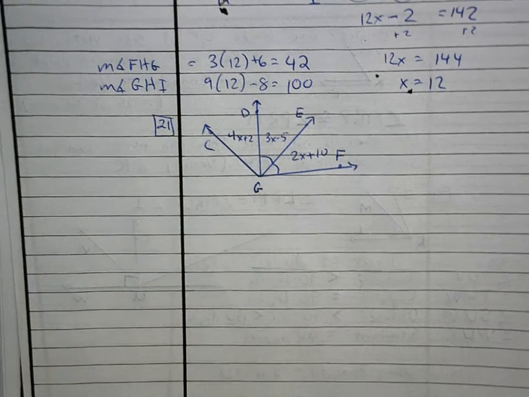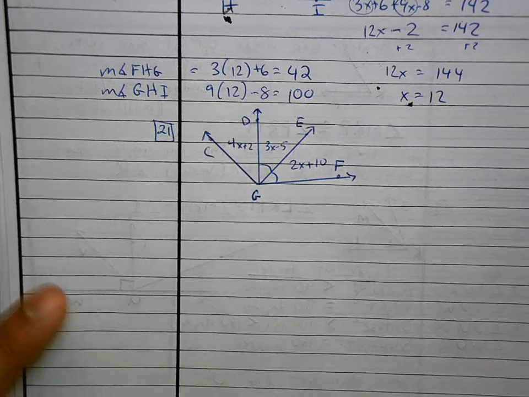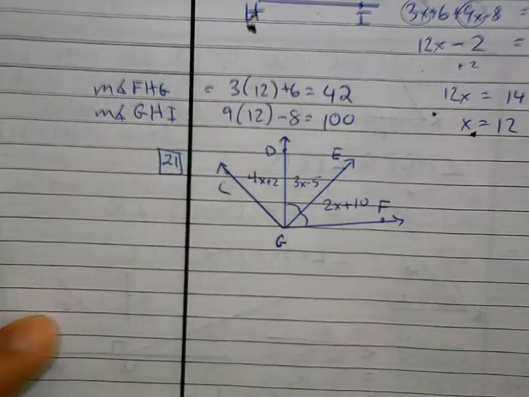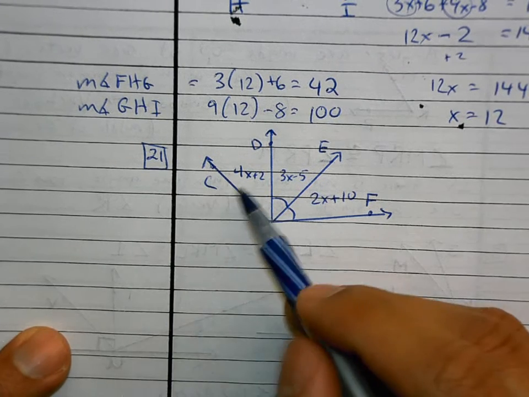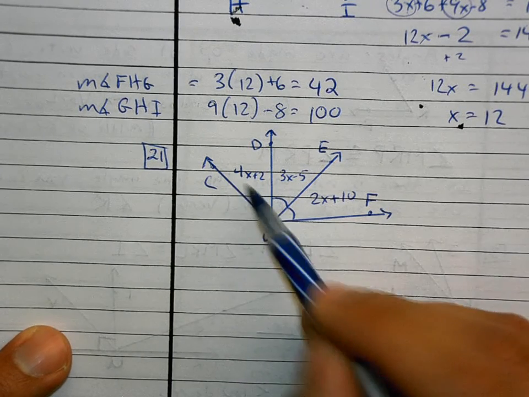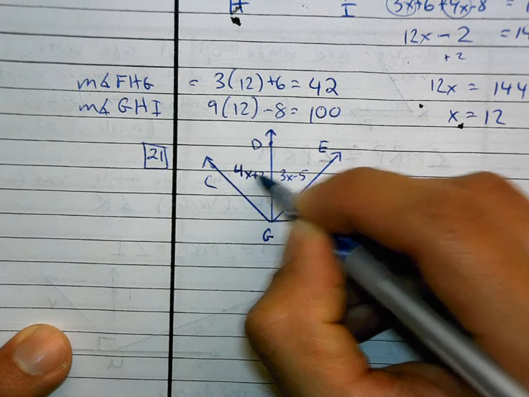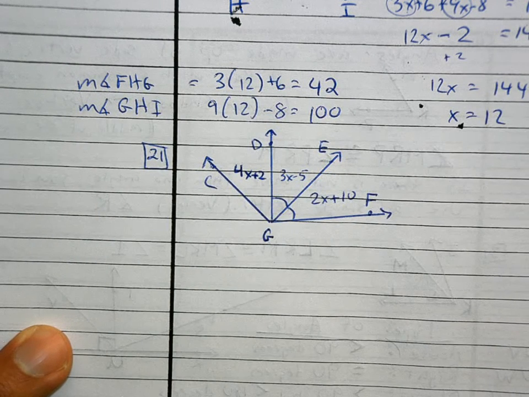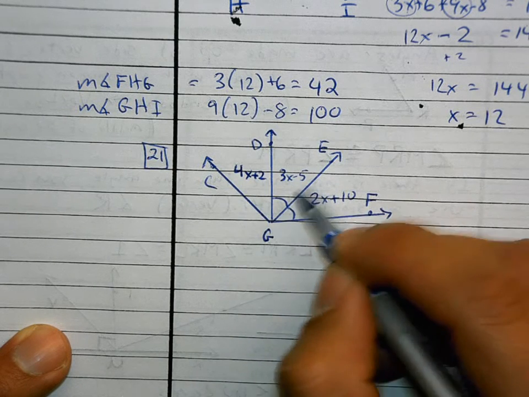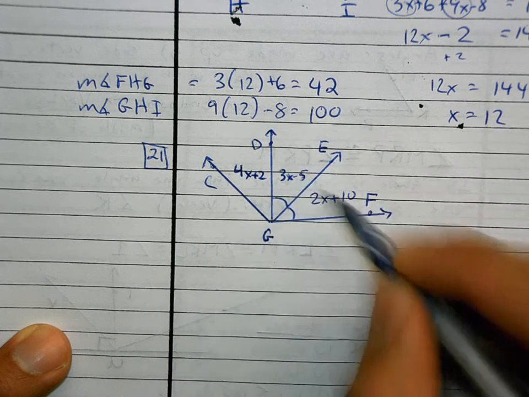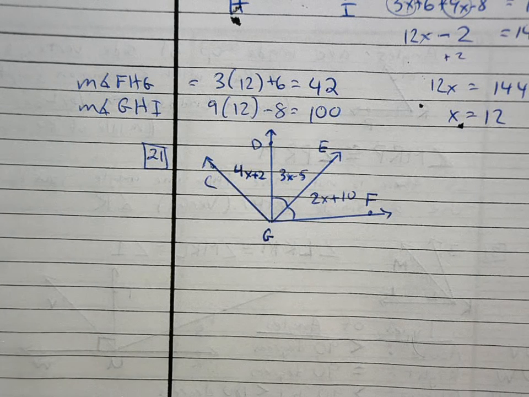So I'm going to add this to the bottom of your notes. This is number 21 on your worksheet, and I want to point out a couple things to you. It says CGD is 4x plus 2. I actually put mine in my drawing, and I recommend you put it in your drawing as well. It says this DGE is 3x minus 5, and this is 2x plus 10, and it doesn't tell you anything else.